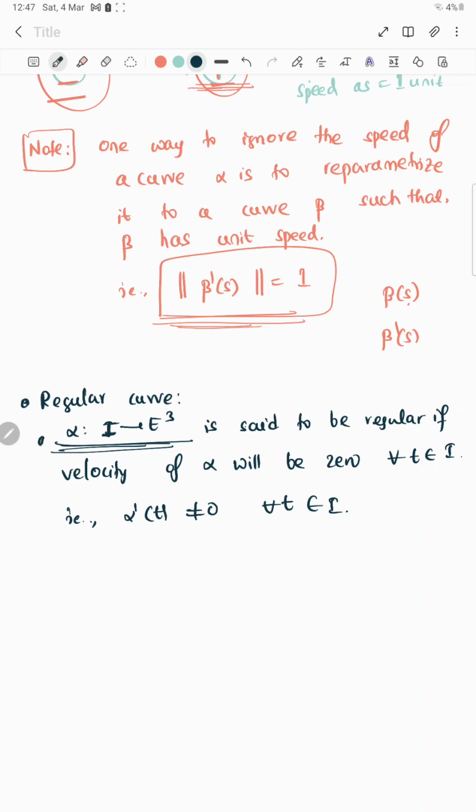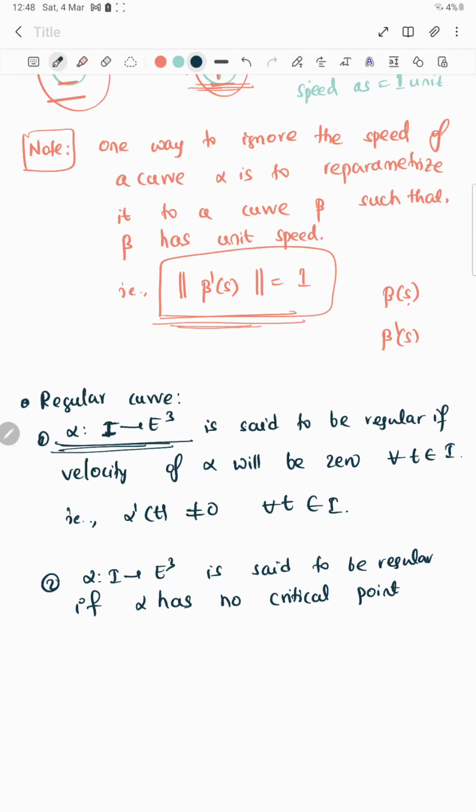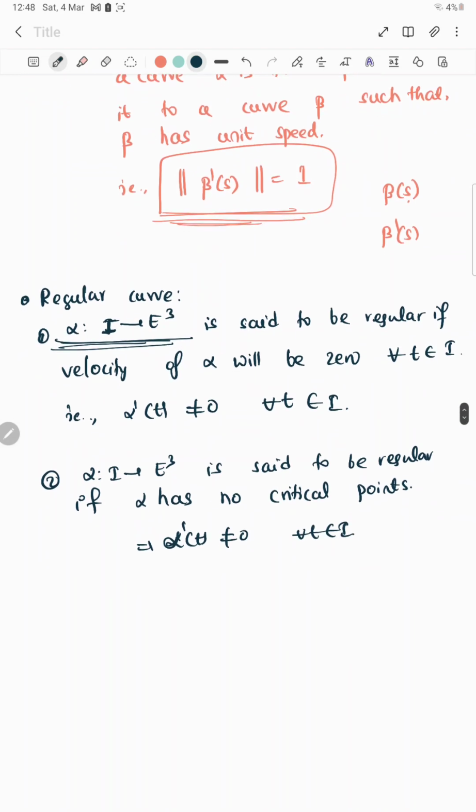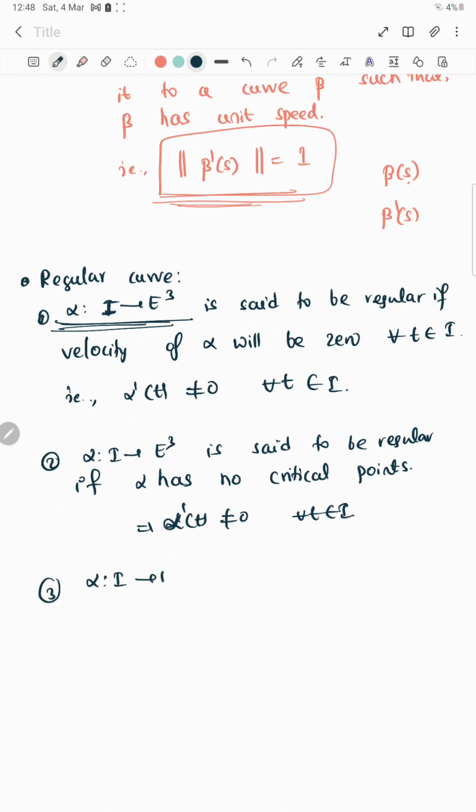We can state it another way. Alpha from I to E3 is said to be regular if alpha has no critical points. No critical points indirectly means alpha dash of t is not equal to 0 for all t belonging to I. Geometrically, we can say alpha from I to E3 is said to be regular if alpha has no corners. If it has a corner, then the velocity becomes 0. Therefore, for a curve to be regular, its velocity is never 0, or it has no corners. So this is how we can see when a curve is regular.